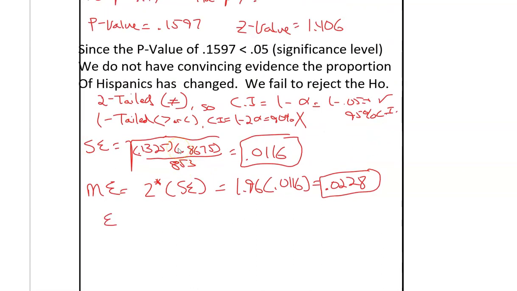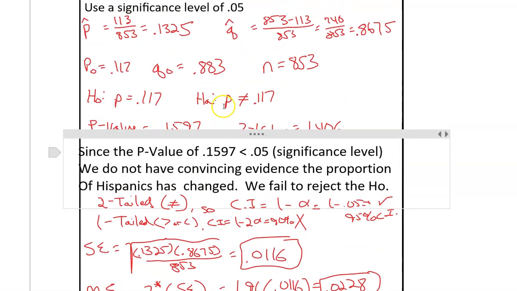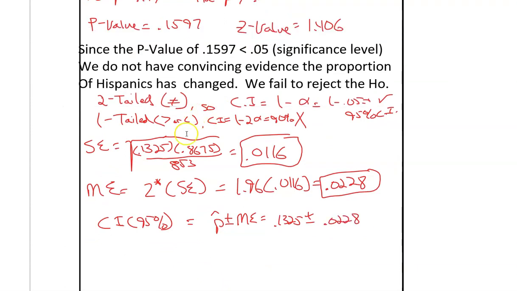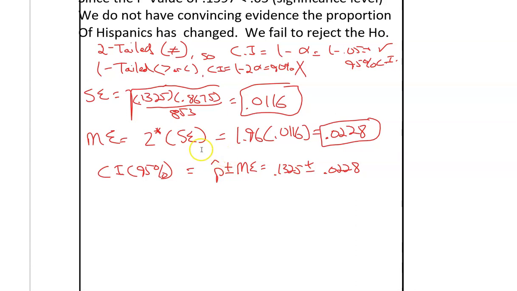And then my confidence interval at 95%. If I wanted to do it by hand, it would be P hat plus or minus the ME. You might want to write that formula down, though you're not really going to need it with Staplet. So it would be 0.1325 plus or minus 0.0228. And it would split off into lower bound and upper bound, but you're just going to use Staplet.